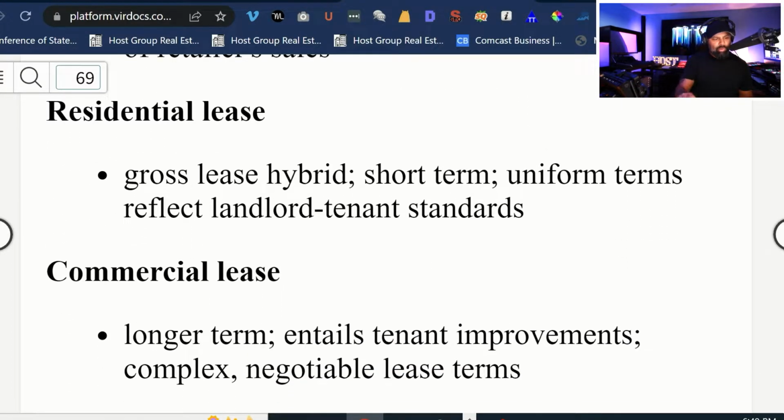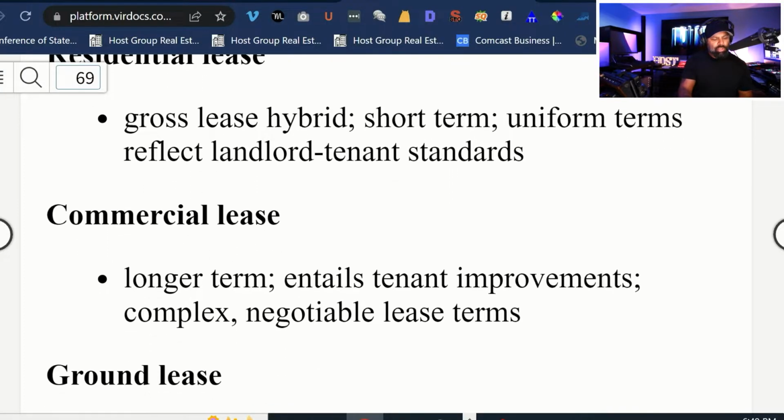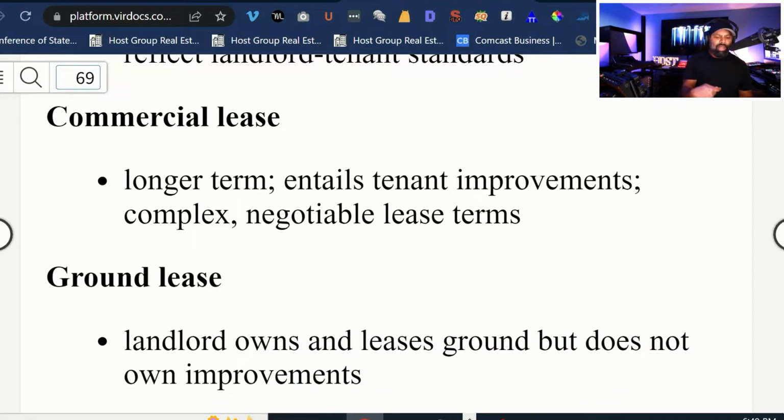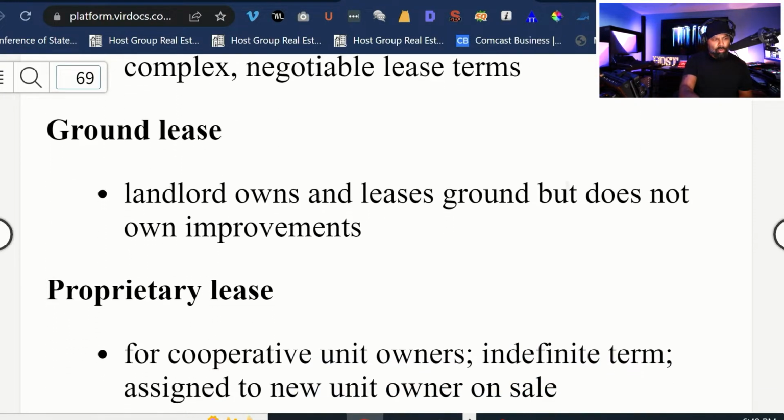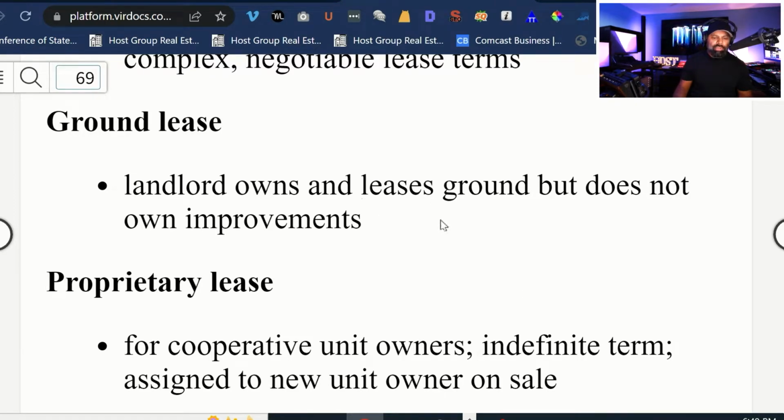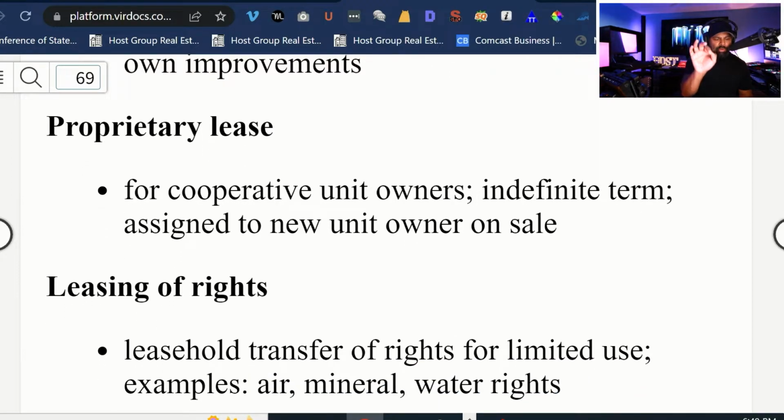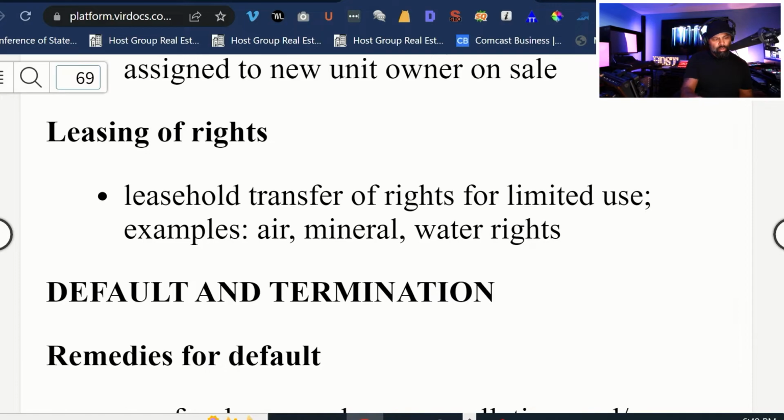Then we looked at the difference between a residential lease and a commercial lease. A residential lease: gross lease, hybrid, short-term, uniform terms, reflects landlord-tenant standards. And then the commercial lease: longer terms, entails tenant improvements, complex and negotiable lease terms. That's the fundamental difference between residential and commercial. In a ground lease, the landlord owns and leases the ground but does not own the improvements. A proprietary lease deals with cooperatives, cooperative unit owners, indefinite terms, assigned to the new unit owner or shareholder on the sale of the shares. Leasing of rights: leasehold transfer of rights for limited use, for example air, mineral, and water rights.